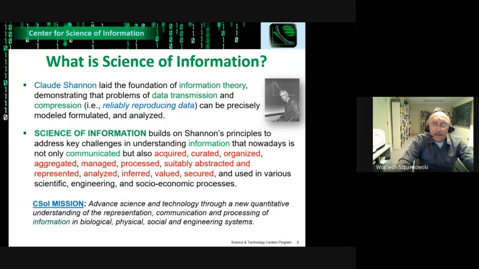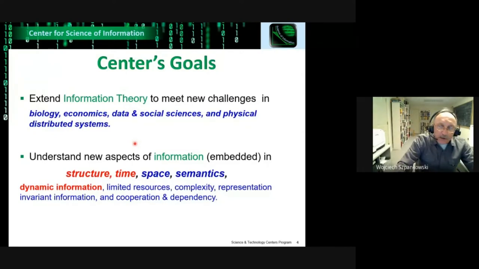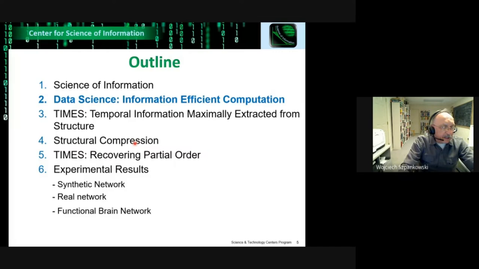That's why 10 years ago, we started the center, where we tried to reach a quantitative understanding of representation, communication, and processing of information, biological, where the brain is, physical, and other kinds. Now, we focus on four important aspects of information that we pretty much ignored before: structural, temporal, spatial, and semantics, in a dynamic environment, when the situation changes. Think about evolution that changed things. Think about Facebook, where you have a lot of changes, people coming in and out, and try to understand the flow of information. That is basically the idea.